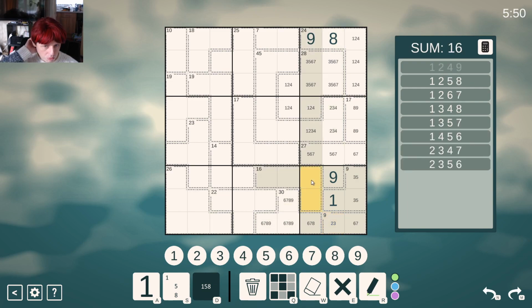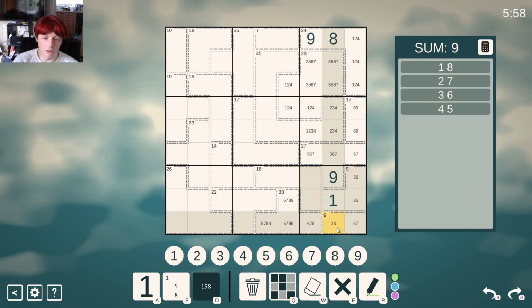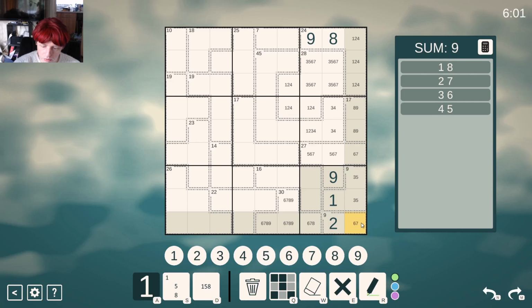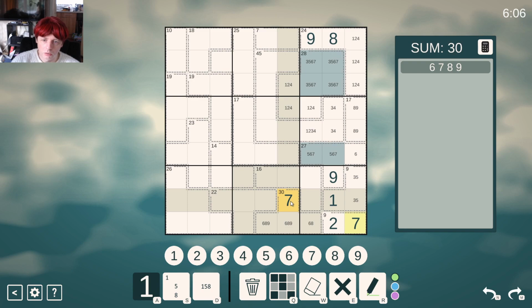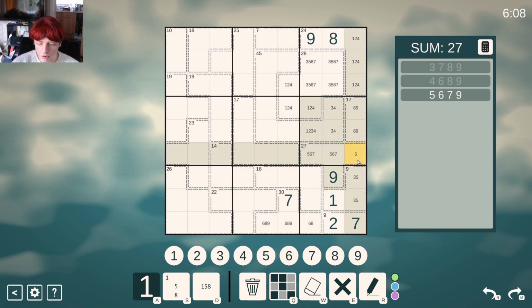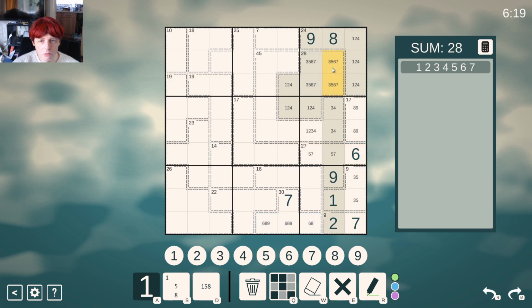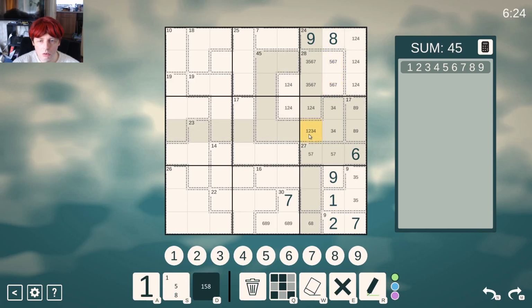I suppose it needs 2, 3, 6, 7 or 8, doesn't it? So 3's gone, no. So that's 2, and that's 7. That must be 7. That's 6. Don't have a 3 in there anymore, and we don't have 3 or 4 in there.